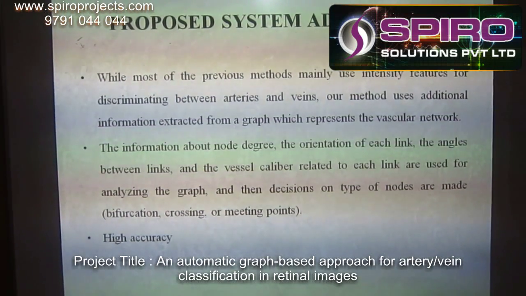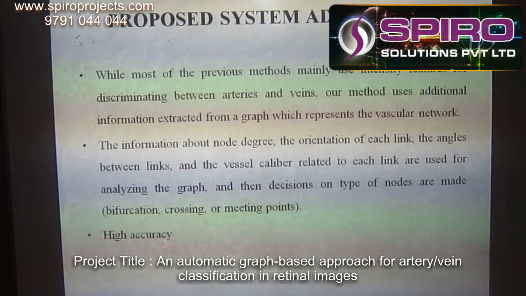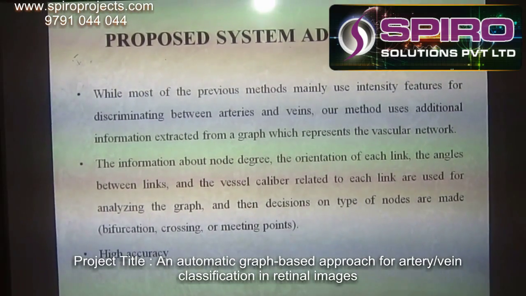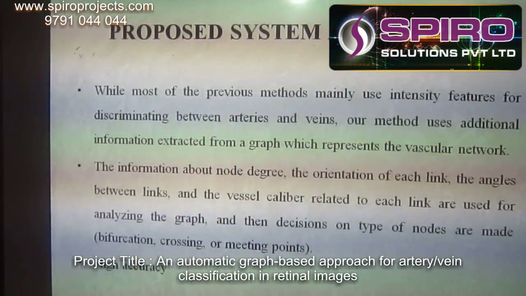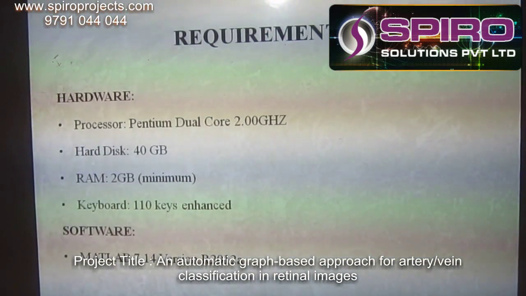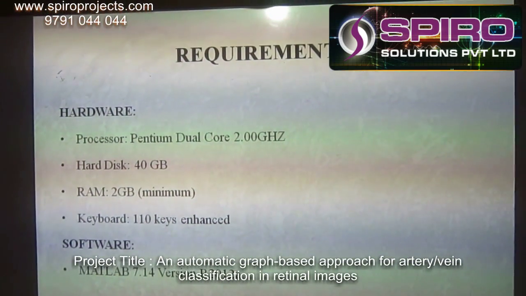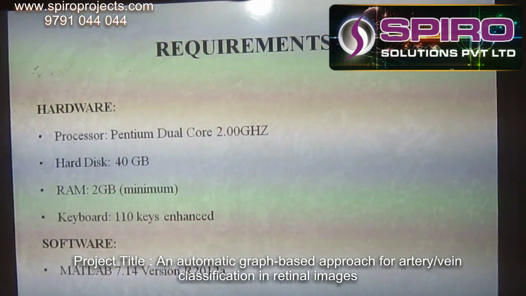The proposed system advantages. While most of the previous methods mainly use intensity features for discriminating between arteries and veins, our method uses additional information extracted from a graph which represents the vascular network. The requirement for our project is MATLAB 7.14 version or 2018.